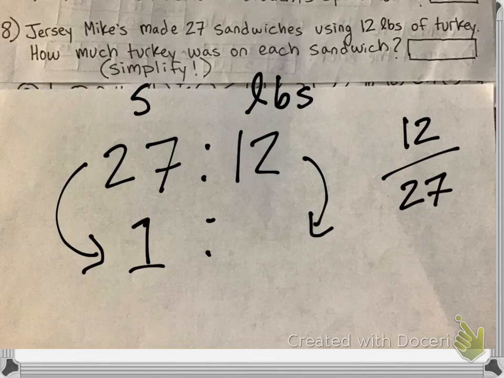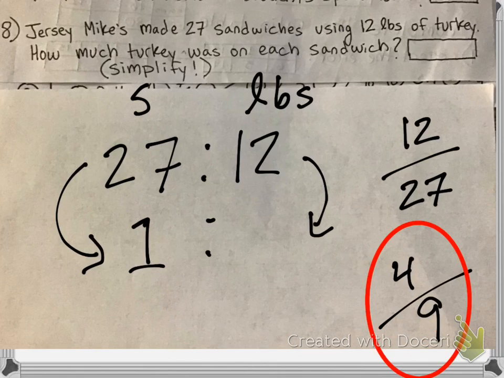12 divided by 27. We look for our greatest common factor. What is the greatest common factor between 12 and 27, Lucy? 3. What is 12 divided by 3? Who can tell me? What is it, Daniel? 4. What is 27 divided by 3? Who can tell me? Trey. 9. So guess what our answer is? 4/9. That's our answer. Our answer is 4/9 of a pound.